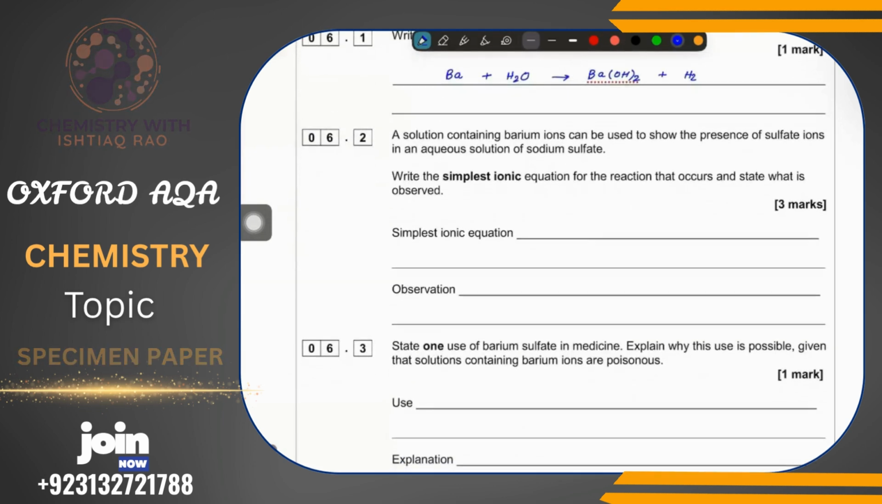A solution containing barium ions can be used to show the presence of sulfate ions in an aqueous solution of sodium sulfate. Write the simplest ionic equation for the reaction that occurs and state what is observed. Basically, you are supposed to form barium sulfate. So how will you form barium sulfate? You have to write down an ionic equation, of course.